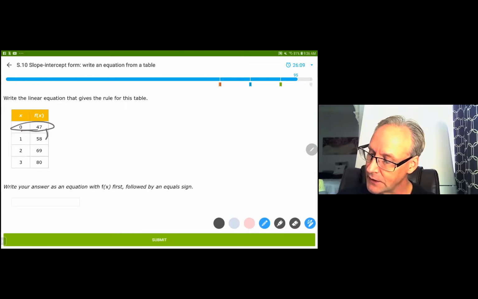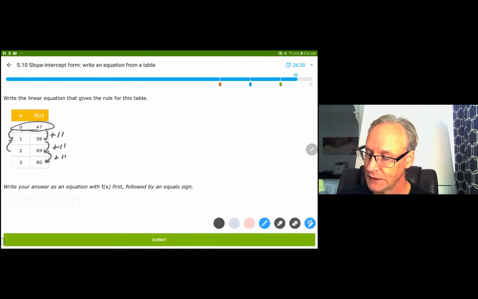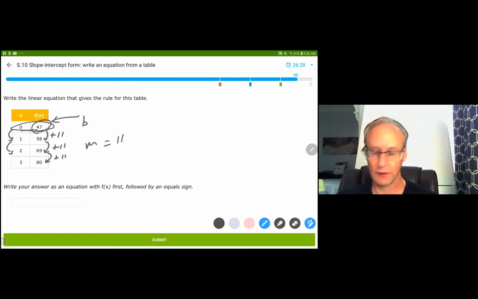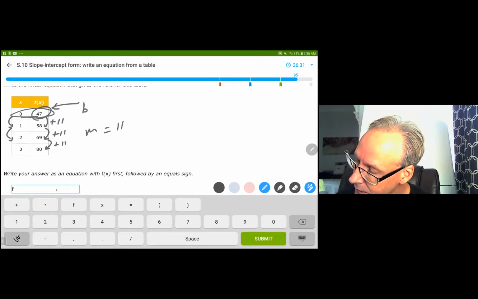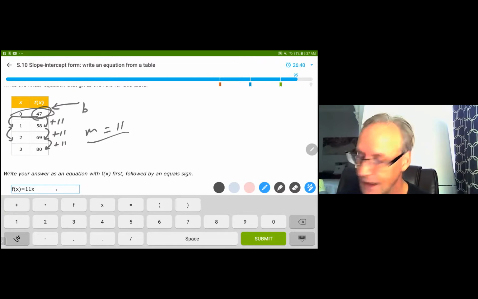And what's happening here? It looks like we went up 11, huh? Up 11 and up 11, sure enough. Sure looks like we're going up 11, and these are going up by 1, so my slope is 11, and my y-intercept is 47. That's the b value. Anyway, f of x equals, there's my m, 11x, plus 47. Nice when they tell you what the b value is.